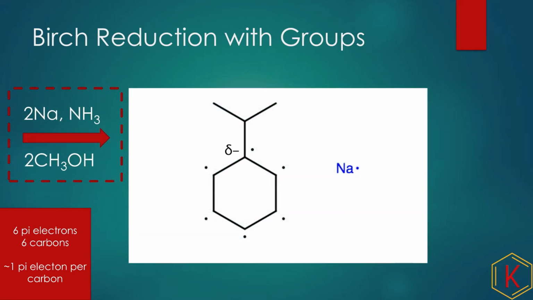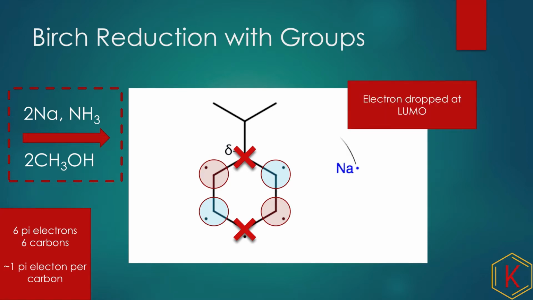Sodium has to drop in its electron into the ring. Well, if we have the LUMO map as shown, we can see where the LUMO is, the lowest unoccupied molecular orbital. Sodium's going to drop into the LUMO. Notice, as denoted by the X's, where there are no spheres, those are called nodes, and we say no electrons go to the node. So we're going to drop the electron where there's not a node, at the LUMO, right there.